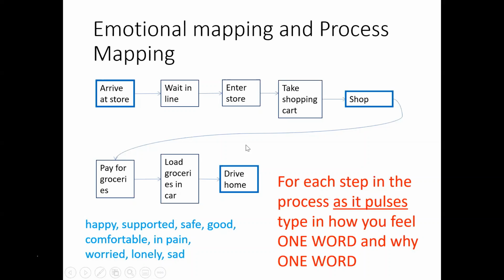For each step, as it pulses with the animation, I'd like you to type in one word that tells us how you feel and one word about why you feel that. And if you want to do this quickly, here are the words from the NHS emotional mapping at the bottom here in blue. So if you just want to use those words, that's cool. So let's do this one at a time, and you can just type in and hit enter right away with this person or this activity.